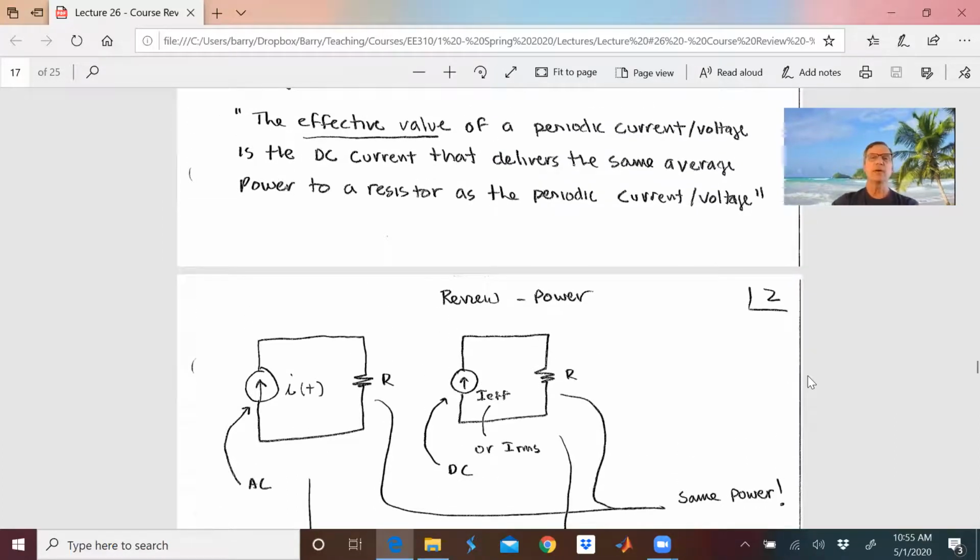So here are 2 circuits. Here is an AC current source going into a resistor, and here is a DC current source going into the same resistor R. What we want to do is find, given this AC current source value, the DC, or the effective value, that puts the same average power into this resistor. In the AC case, the instantaneous power is going up and down and up and down. Here, since this is DC, the instantaneous power is just camped there. And so I want to be able to relate this AC signal to this DC signal.